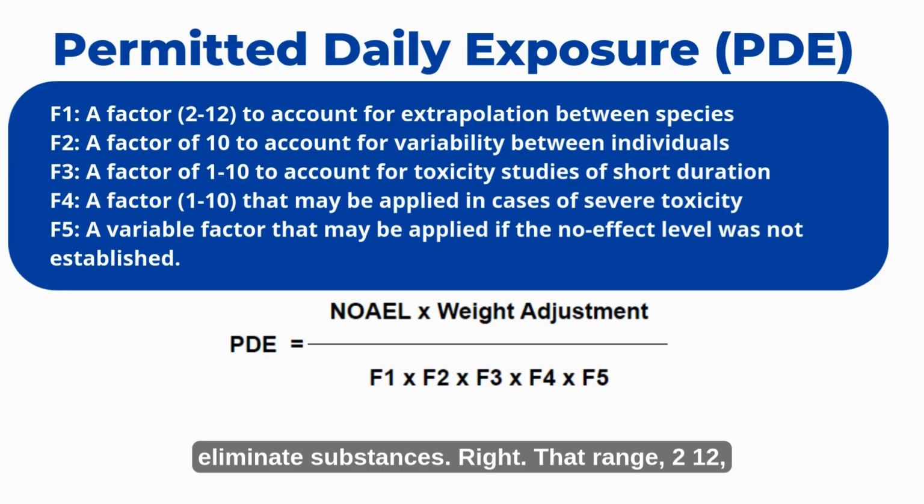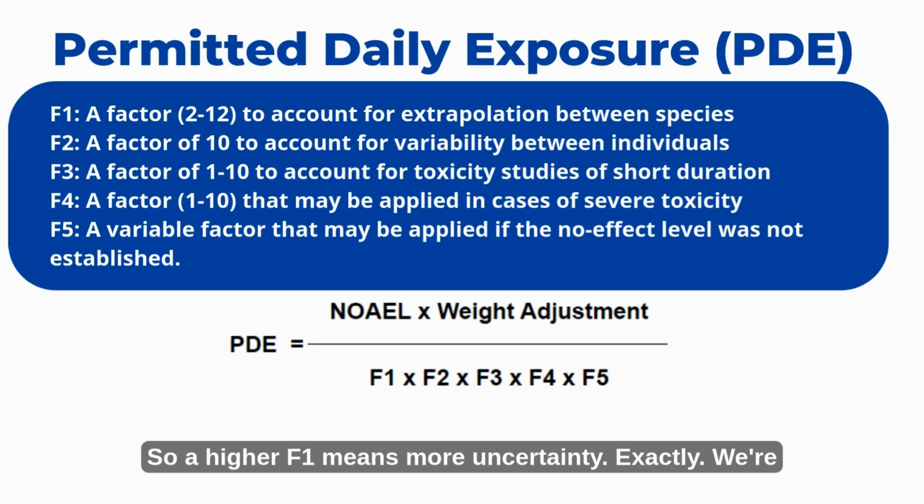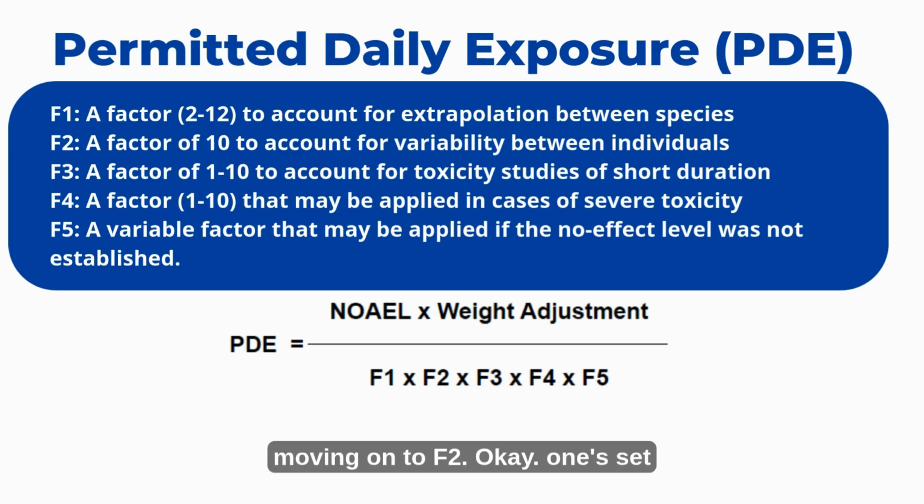That range, 2 to 12, reflects how uncertain we are when we translate findings from, say, a rat study to humans. So a higher F1 means more uncertainty. Exactly. We're essentially making an educated guess across species. It's an educated guess, but a necessary one. Absolutely. Okay, moving on to F2.